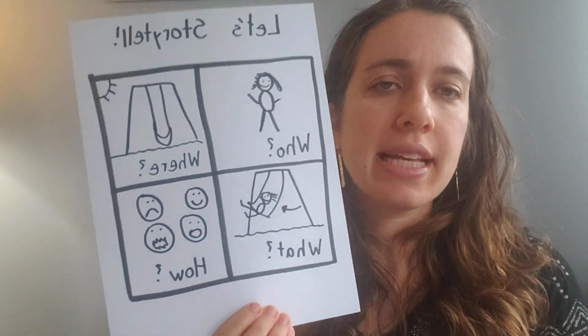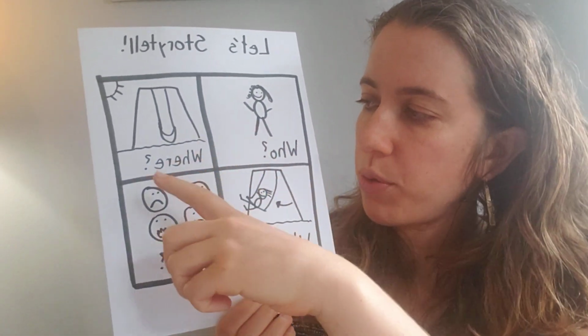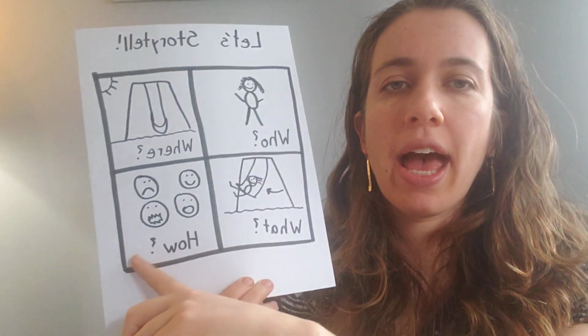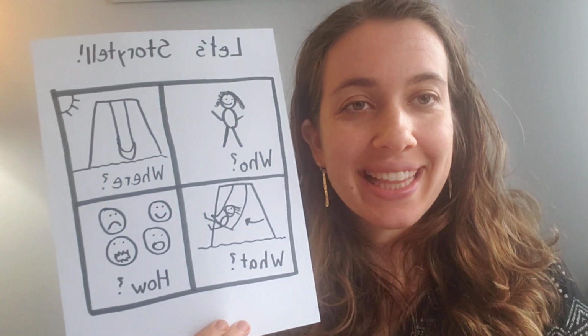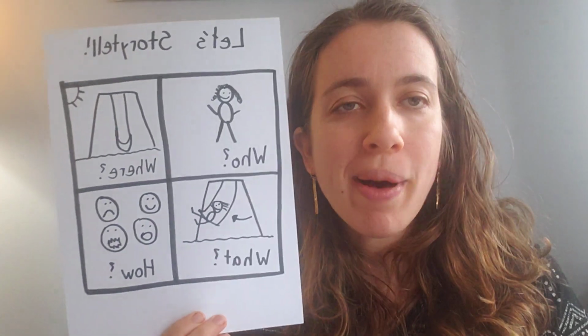Today, I want to show you a new chart that we can use to help plan our pieces. This chart says, let's storytell. It has a spot for the who, the where, the what, and the how of the story. Click the next video and I'll show you how you can use this to help you plan your pieces all by yourself.